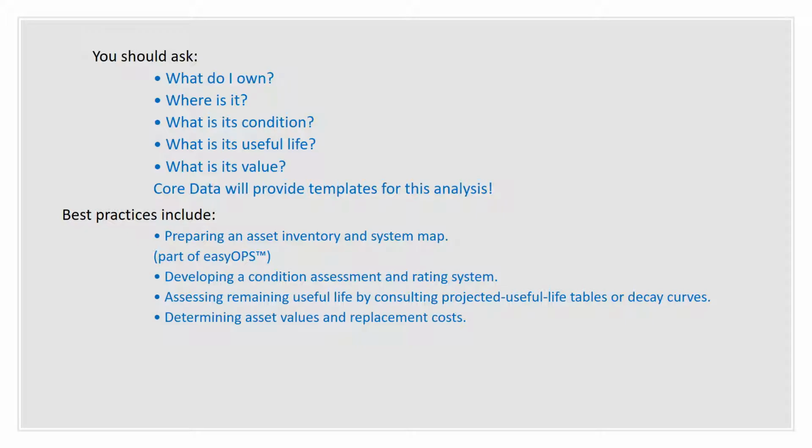Assessing remaining useful life by consulting projected useful life tables or decay curves. You can actually determine the life cycle, say, of old cast iron pipe. There are tables that give you those values, and so you can project and make a very good educated guess on when those need to be replaced. And those can save a lot of money or prepare you for failure way ahead of time so that you have the funds. And as part of that best practice, you have to determine the asset values and the replacement costs. So those are the questions in step 1 that you need to ask.